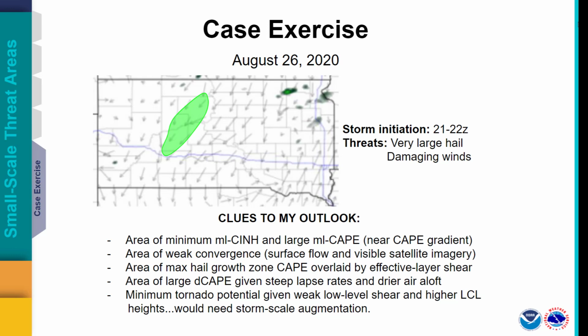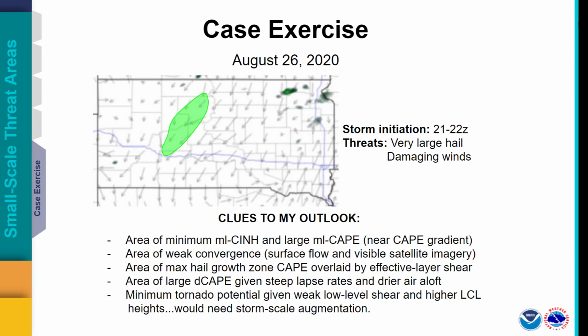The green area is where I would scale down the threat message, down to portions of a few counties, and my focus would be on very large hail and damaging winds, with initiation in the next hour or two, given trends again on visible satellite. I have listed the clues that support my focus area.